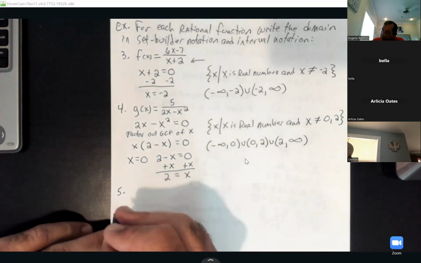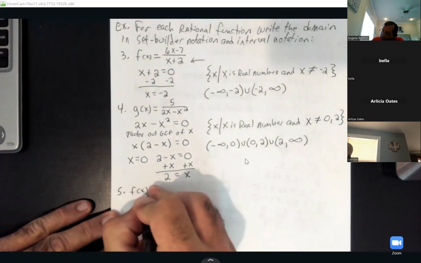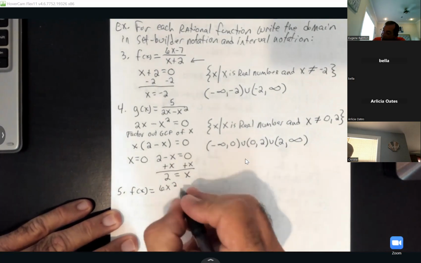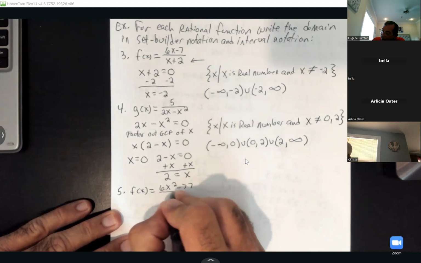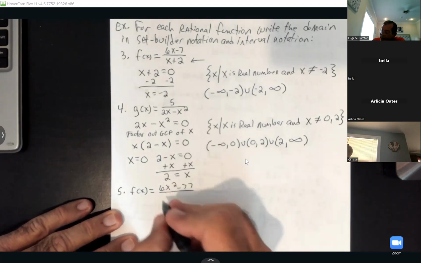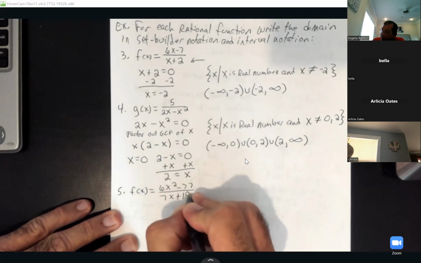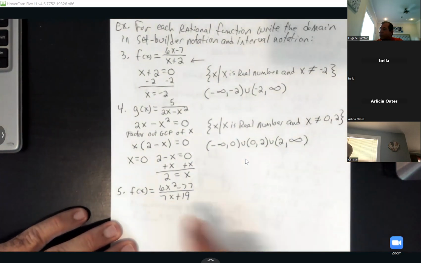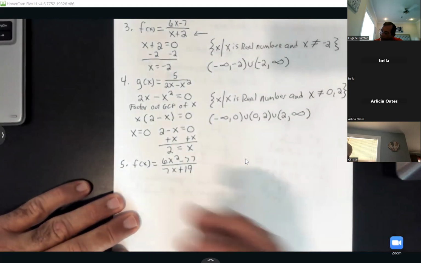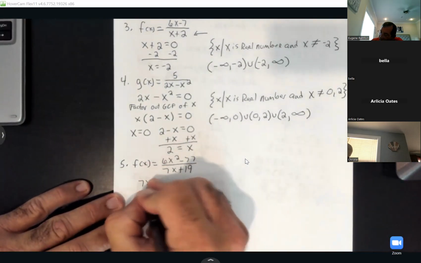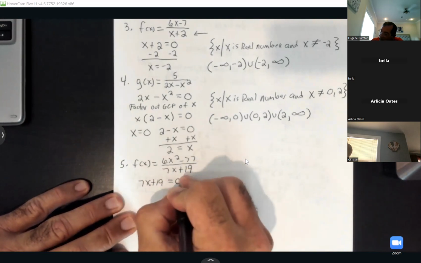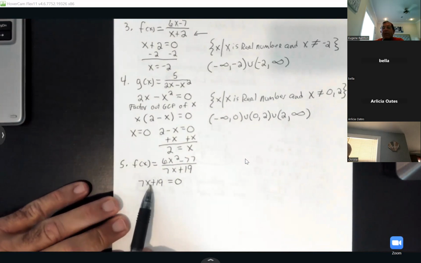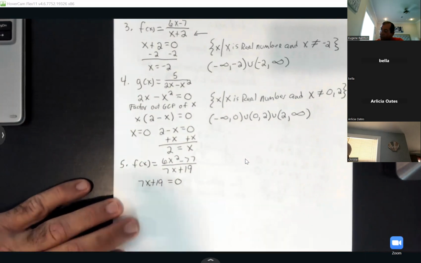All righty, let's see what this one has. Number 5 has an f of x equals (6x squared minus 77) all over (7x plus 19). See, on the same thing, we're going to set the 7x plus 19 equal to 0. Now this time I don't have any x squared terms. So since I just have an x as my variable, I'm only going to get one number to exclude.